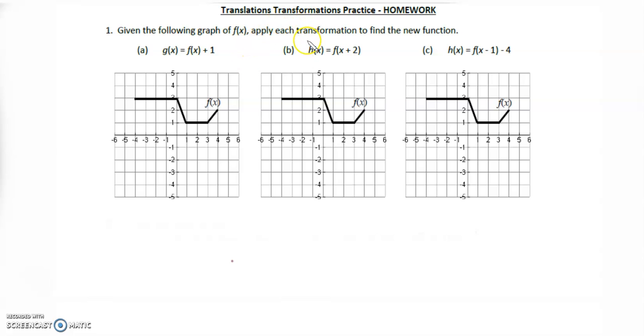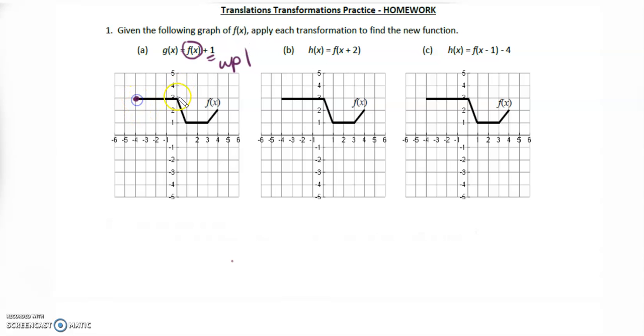Okay, translations, transformations, practice. Given the following graph of f(x), or for example g(x), h(x), apply each transformation to find the new function. This is the original, f(x). Now f(x) maps onto what we call g(x). So g(x) equals this function plus 1, so we're going up 1.